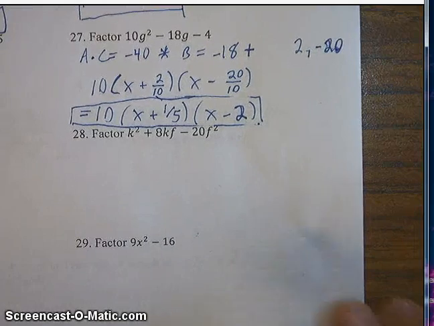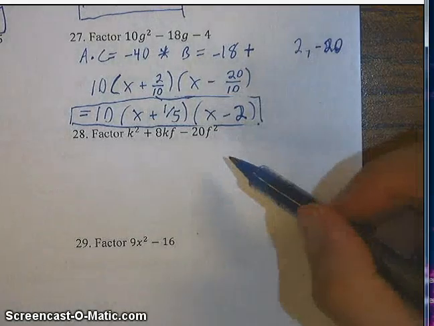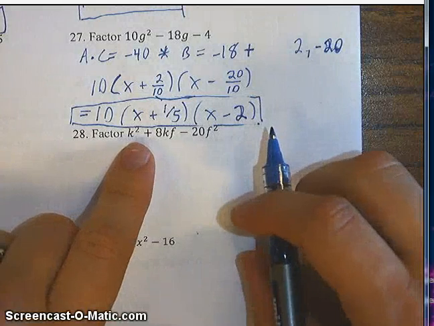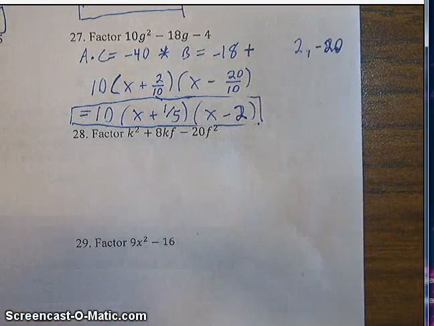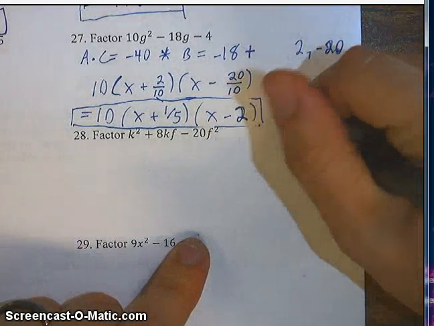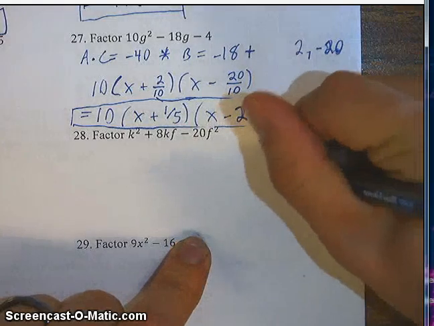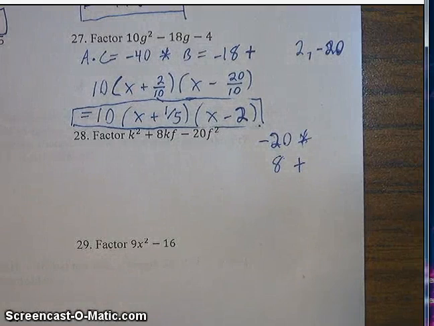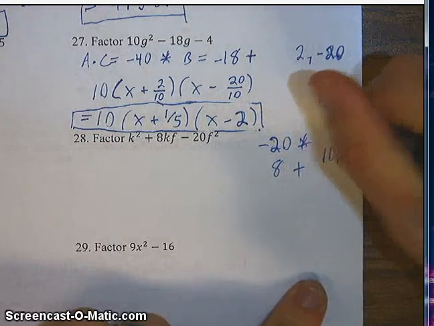Next one. k squared plus 8kf minus 20f squared. I want you to ignore the f's for a moment, and just imagine this was k squared plus 8k minus 20. That's how I want you to approach this problem, because we're really looking for two numbers that multiply to negative 20 but add to 8. Not multiples, but factors of negative 20 that add to 8. And to me, that would be 10 and negative 2.